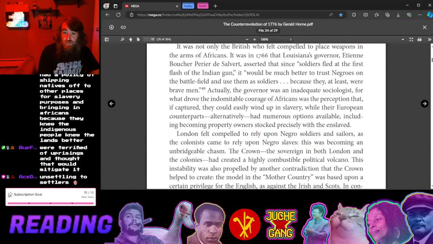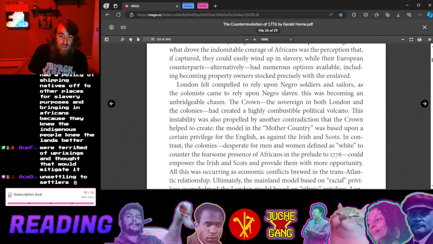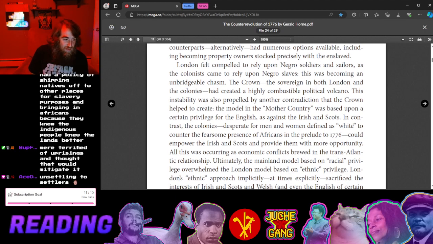It was not only the British who felt compelled to place weapons in the arms of Africans. It was in 1766 that Louisiana's governor, Etienne Boucher Pierre de Salver, asserted that since soldiers fled at the first flash of the Indian gun, it would be much better to trust Negroes on the battlefield and use them as soldiers, because they, at least, were brave men. Actually, the governor was an inadequate sociologist, for what drove the indomitable courage of the Africans was the perception that, if captured, they could easily wind up in slavery, while their European counterparts, alternatively, had numerous options available, including becoming property owners, stocked precisely with the enslaved.